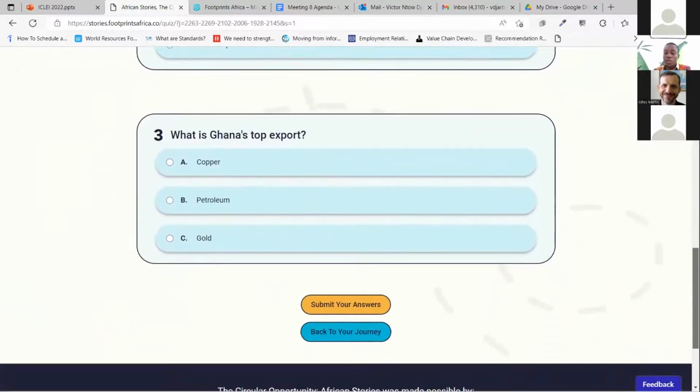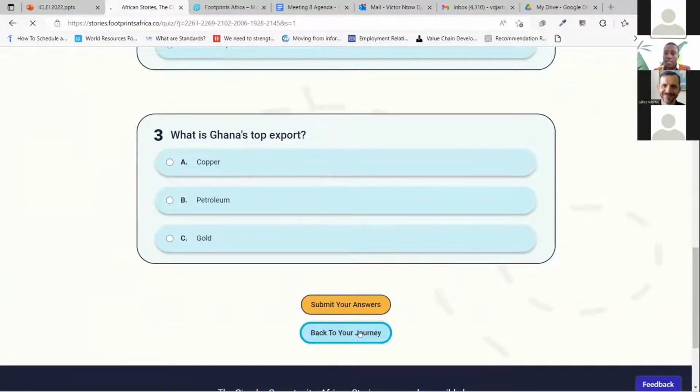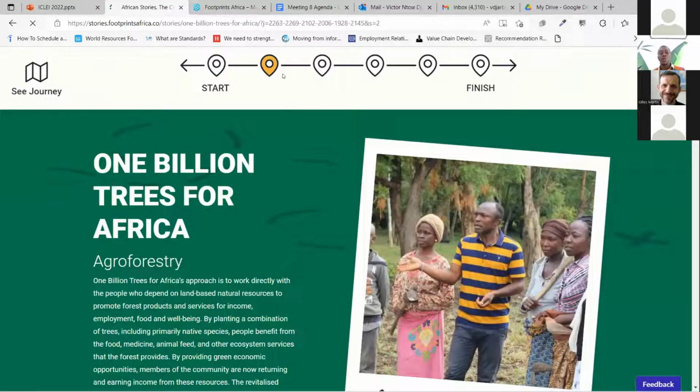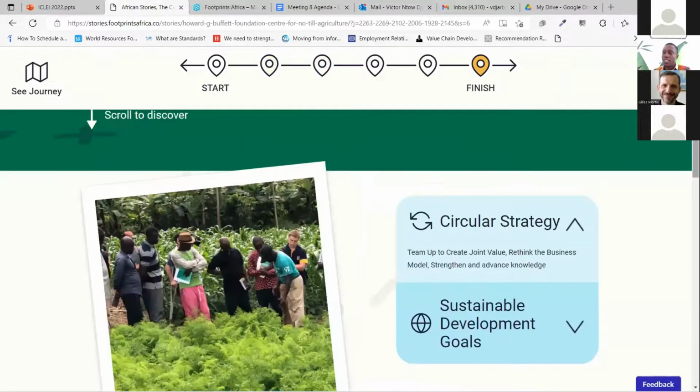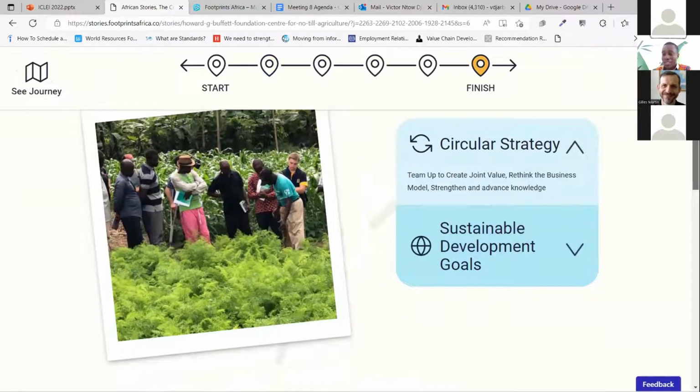And then when you are done, you could submit your answers and then go back to the journey. And so when you're done with that, it just moves you on to the next one. And so you move like that until you get to the end. And then you can decide to maybe start another journey. Or if you were just interested in regenerative agriculture, then you could end there.